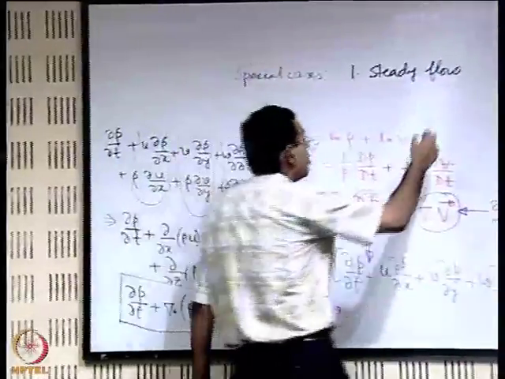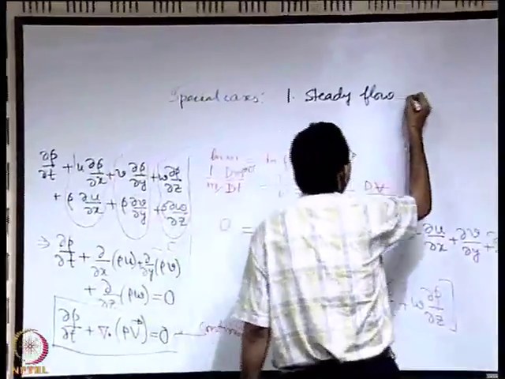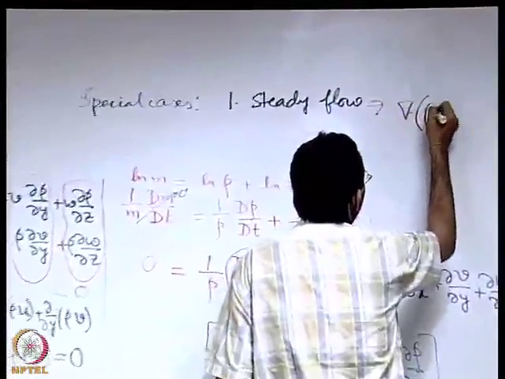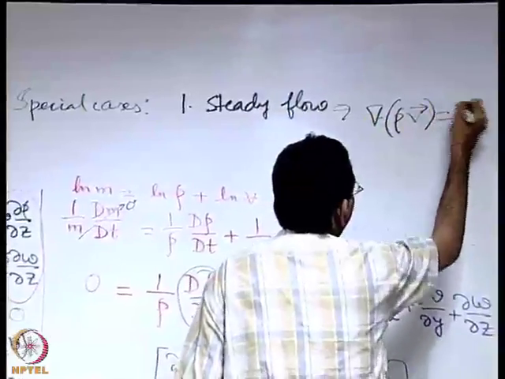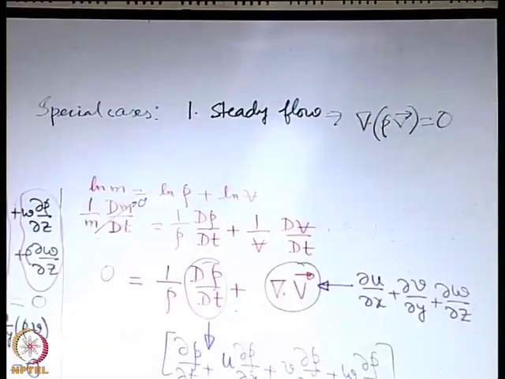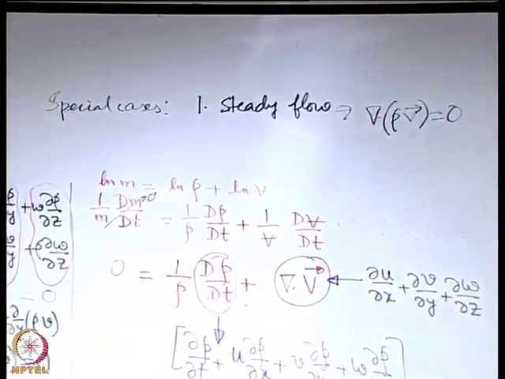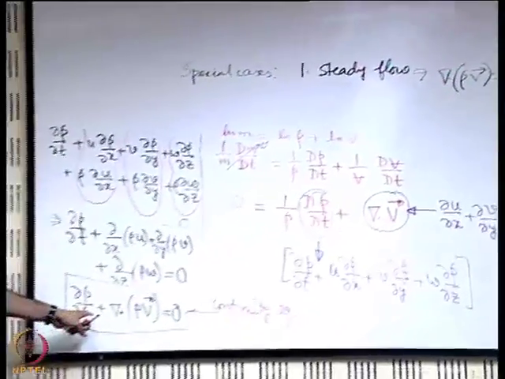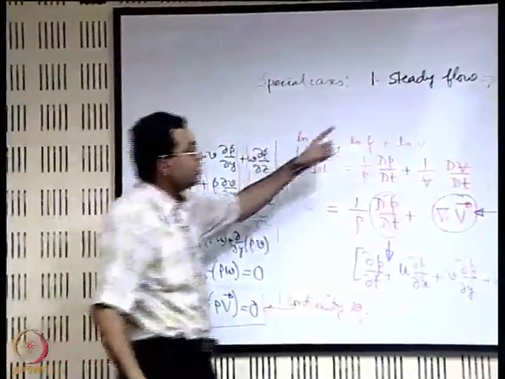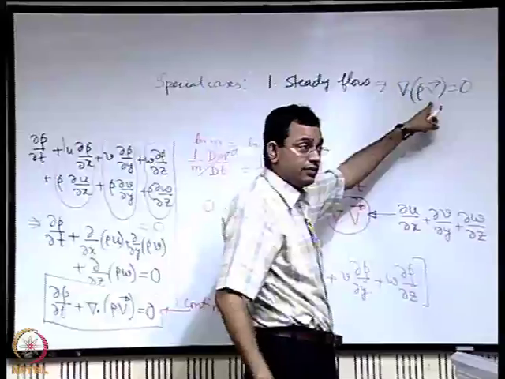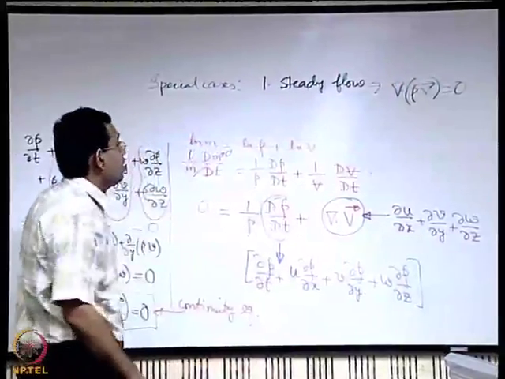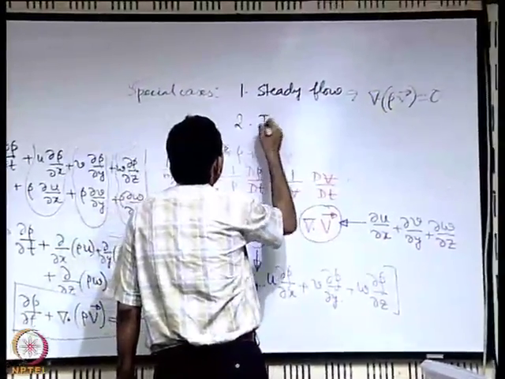So, steady flow will have that term equal to 0, so that will boil down to this, but that does not ensure that rho is a constant. Rho might not be a function of time, but might be a function of position. So, still rho remains inside the derivative, it does not get disturbed. Let us consider a second case, incompressible flow.